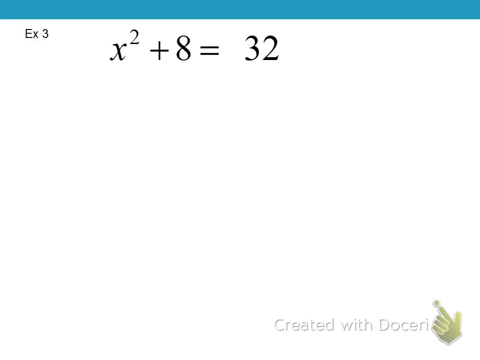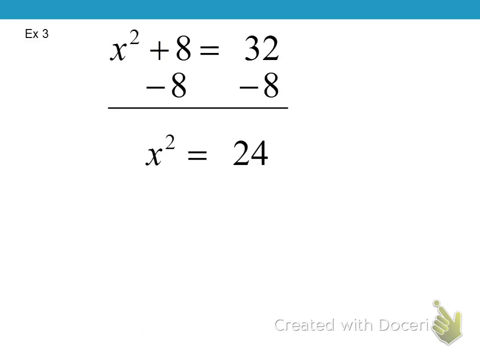So I need to subtract 8 from both sides. What is 32 minus 8? 24. It'd be a lot nicer if it was 16, but it's not. All right, then what? Square root. Take the square root of both sides. Plus or minus the square root of 24.